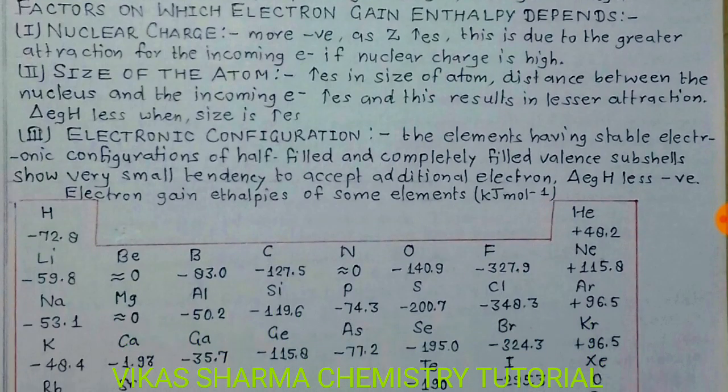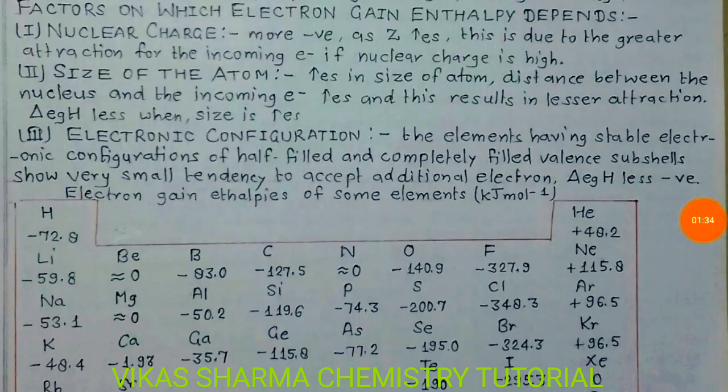Student, the third factor is electronic configuration. The elements having a stable electronic configuration of half-filled and completely filled valence subshell show a very small tendency to accept additional electrons. So delta EGH is less negative.